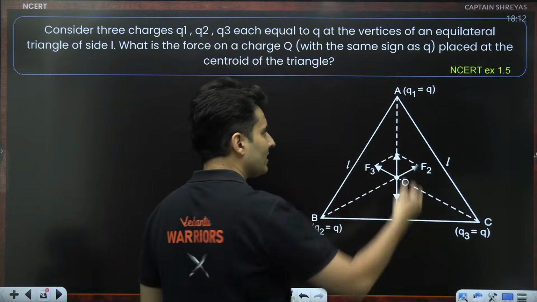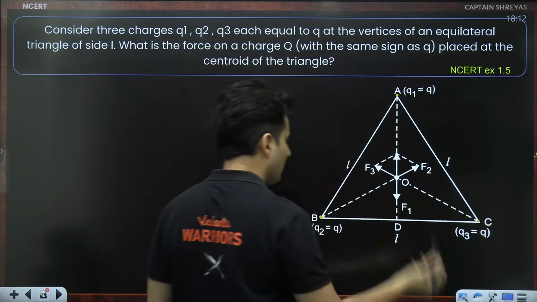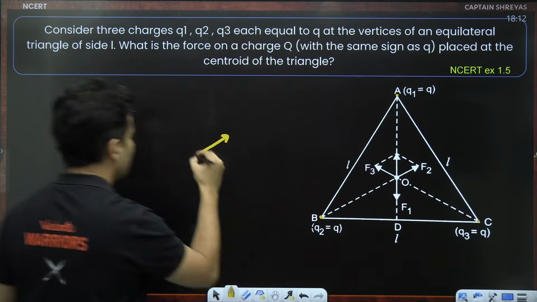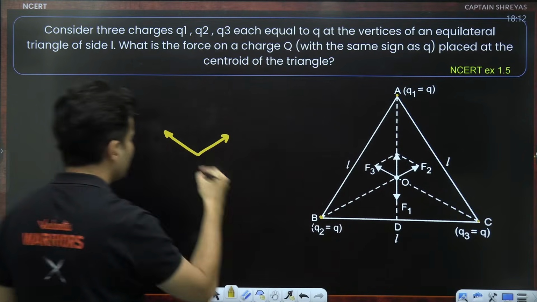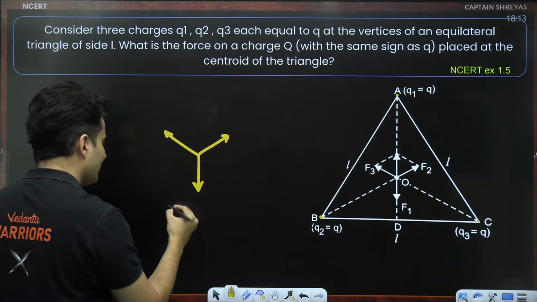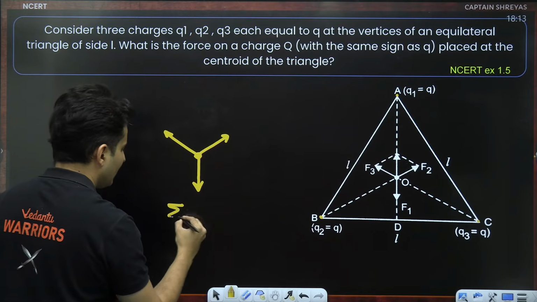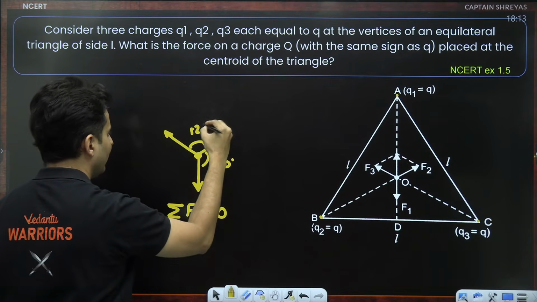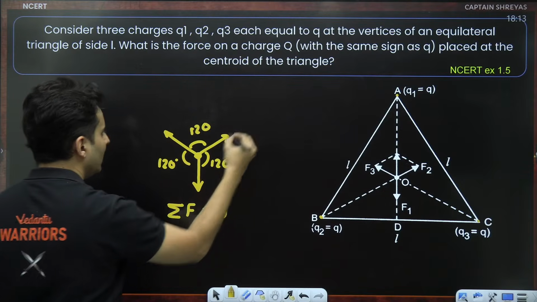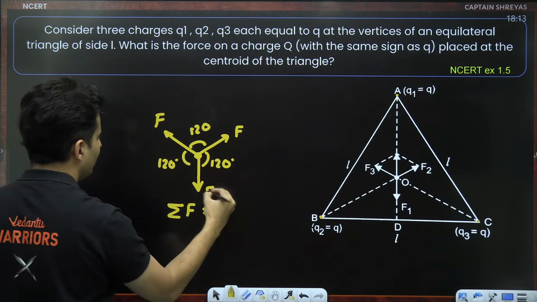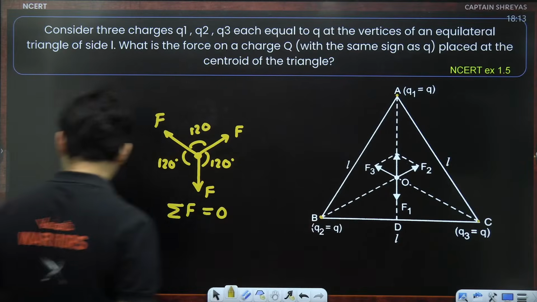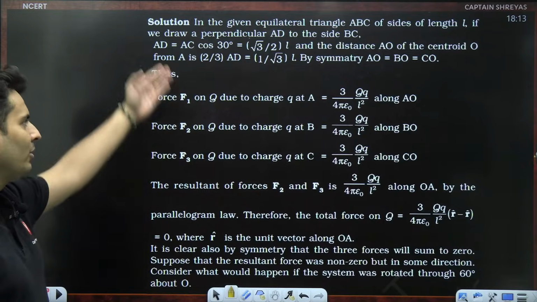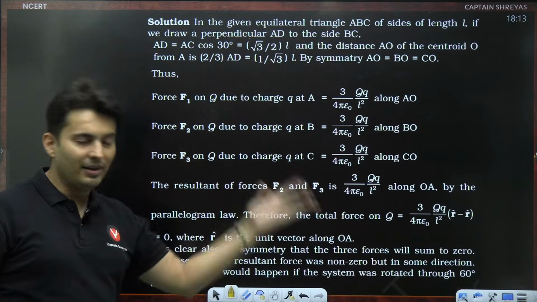Isn't it obvious? If this charge, this charge, this charge are equal, this charge will give a force here. This charge will give a force here. This charge will give a force down. Basically, they will cancel. The net force will be 0 because this will be 120, this will be 120, this will be 120, this is F, this is F, this is F. Net force is 0. So the net force on this will be 0. That is what they have actually found out. It is 0 by doing all this nonsense. They have written it down in vector form.